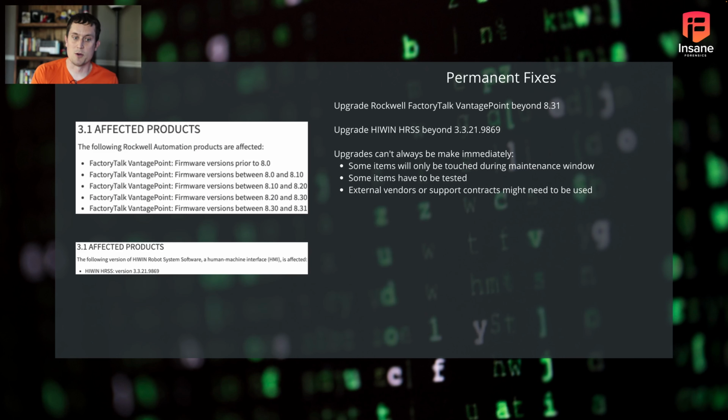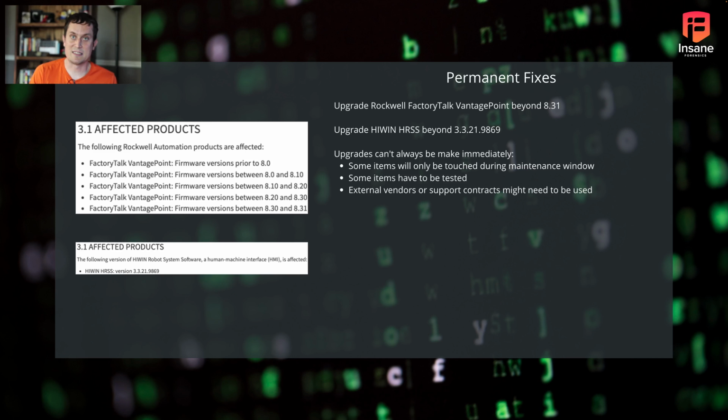So an obvious permanent fix is to actually upgrade your Rockwell FactoryTalk beyond version 8.31. This will permanently fix it. And again, with the Hywin HRSS, again, the permanent fix is to bring it beyond this version. However, as we said, these upgrades can't always be immediately done, right? Some items are only touched during certain maintenance windows or when the plant or the site actually decides to have that window where they can safely have the outage.